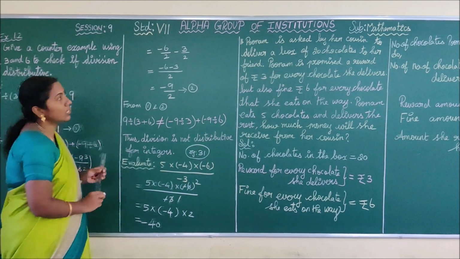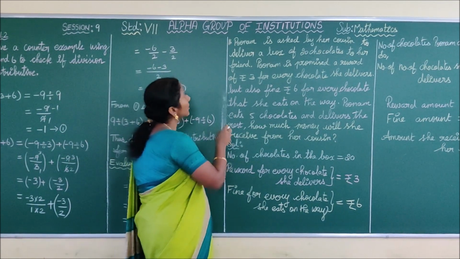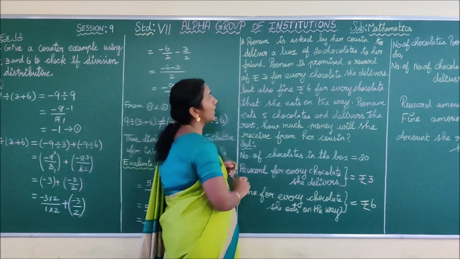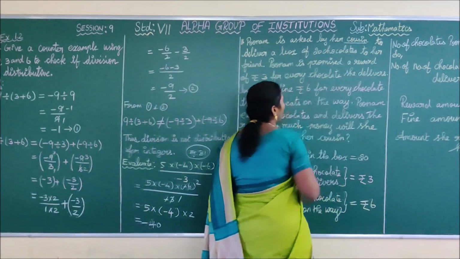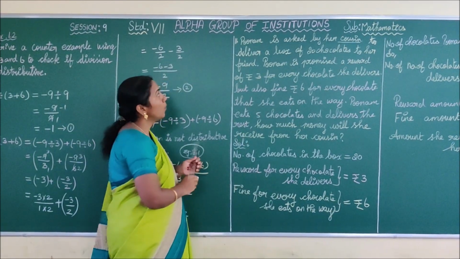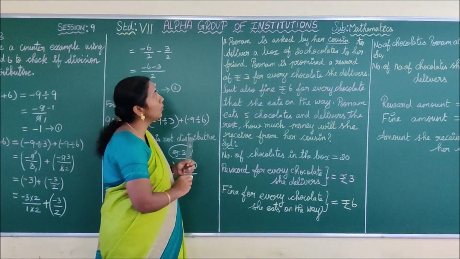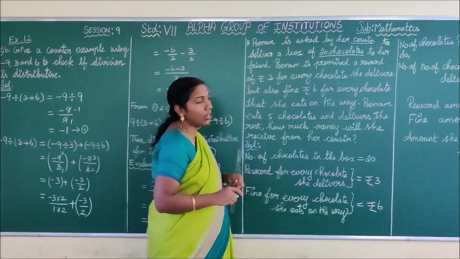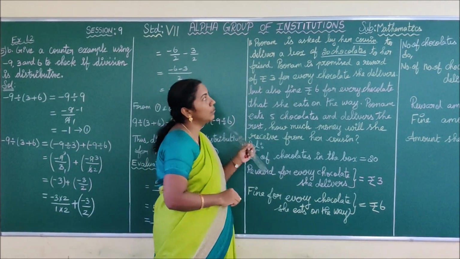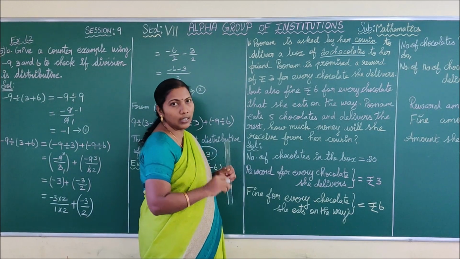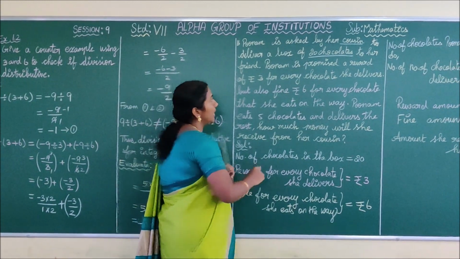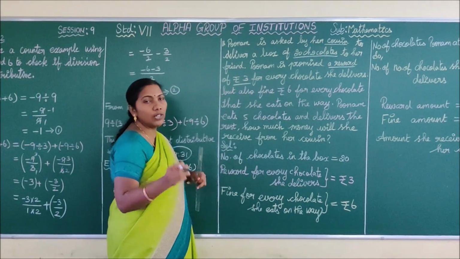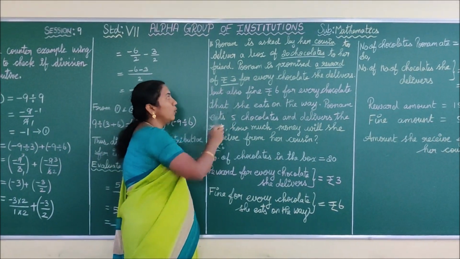It's clear, children? Next we are going to see sum 11 from exercise 1.2. Read the question. Poonam is asked by her cousin. Cousin means uncle's daughter or uncle's son, like that. Poonam is asked by her cousin to deliver a box of 20 chocolates. That is, Poonam has to deliver that box to a friend of her cousin. Poonam is promised a reward of rupees 3.